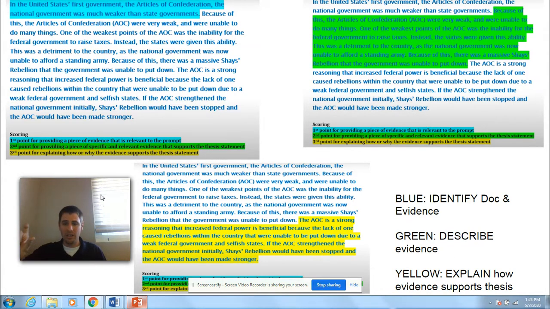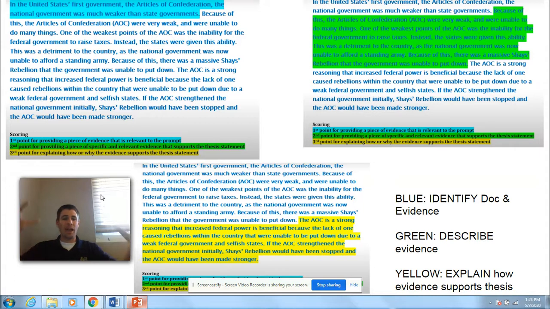And then yellow, the hardest part, now that you've identified that it's weak, you've described within the document why it's weak, your yellow is going to be because it's weak and how it relates to the thesis, how it demonstrates that a national government that has expanded powers has helped policymaking. So the Articles of Confederation is a strong reasoning that increased federal power is beneficial because, and I would restate my thesis. I would say the Articles of Confederation demonstrate that a stronger federal government is necessary to make policymaking because, restate the thesis. Do that over and over again.